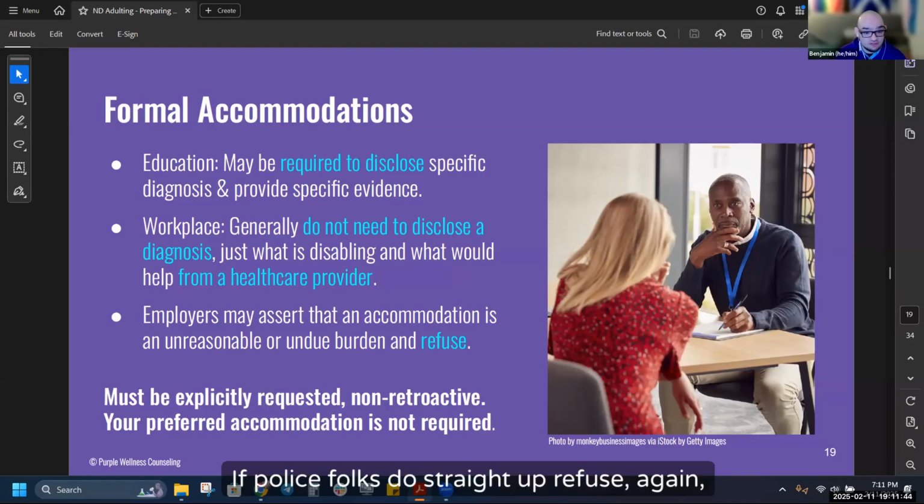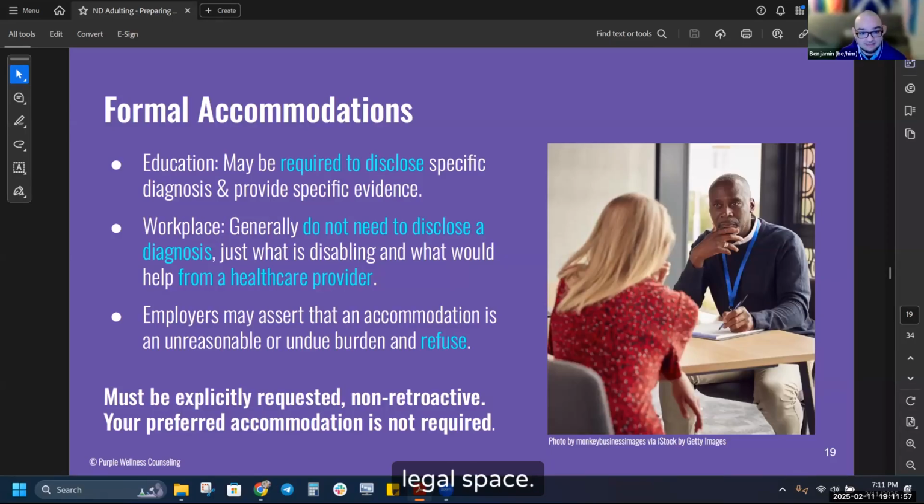If folks do straight up refuse, again, that is within the rights of the business, and there are times where that is a justifiable and understandable decision. And so at that point, if you don't agree that it is a justifiable or understandable decision, then our options are largely in the legal space.